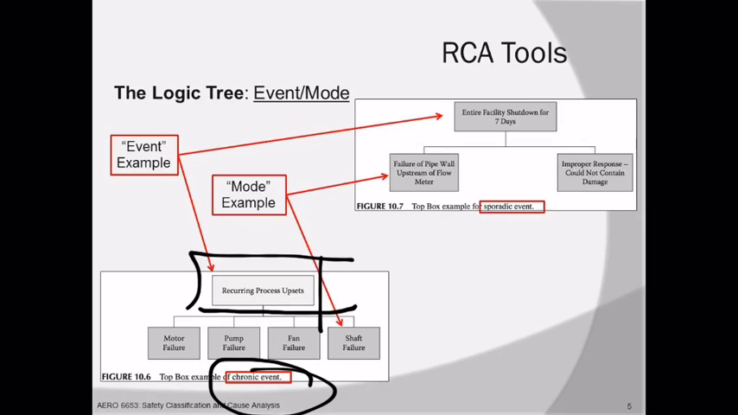We ask the question, how has the event occurred in the past? Not why. How has the event occurred in the past? We have a couple of different examples here at the mode level. Motor failure, pump failure, fan failure, shaft failure. These are also all factual. They can be proven with evidence. That is a crucial element of the top box of the logic tree: that the top box event and modes are proven factual with evidence. Now, in the next several videos, we will continue to move on down the logic tree, figuring out root causes.